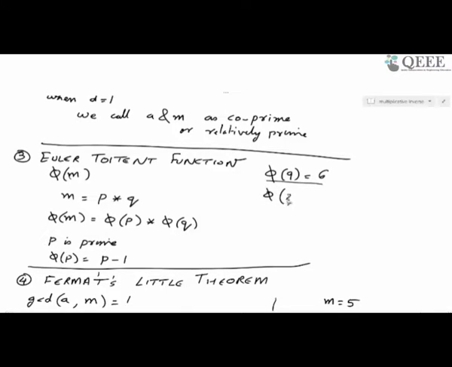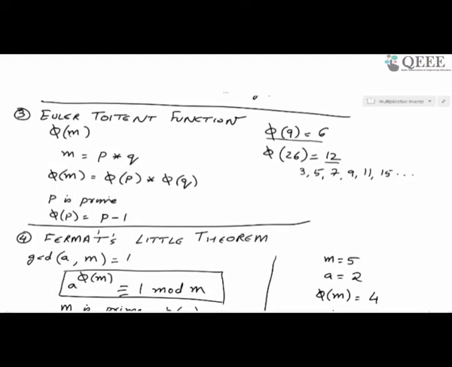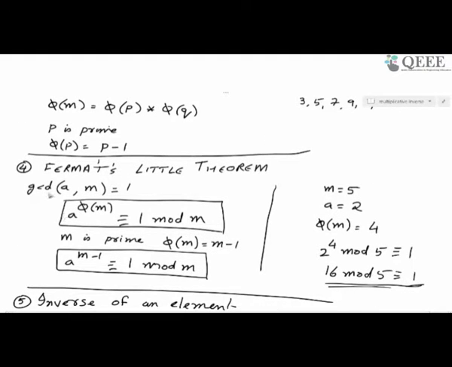and previously we had also seen that phi of 26 is 12. So you can verify that there are 12 integers which are less than 26 and also have a GCD of 1 with 26. For example, you could see that the numbers 3, 5, 7, 9, 11, 13 is not there, 15 and so on have a GCD of 1 with respect to 26. Now Fermat's little theorem states the following.